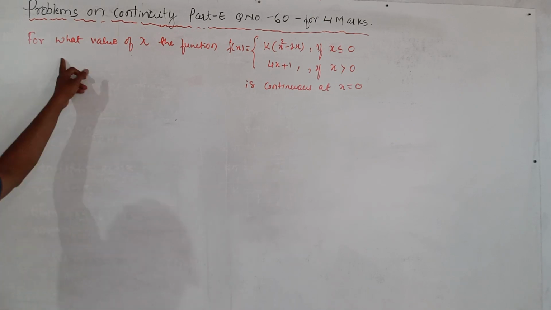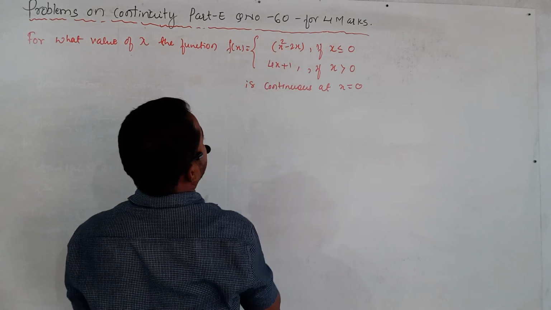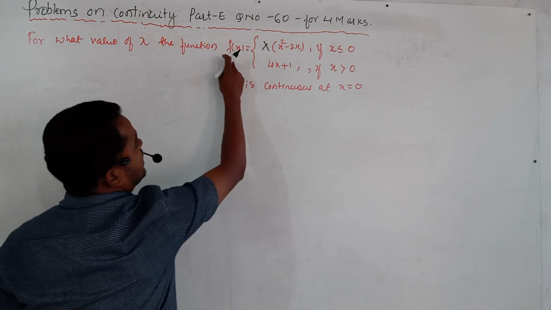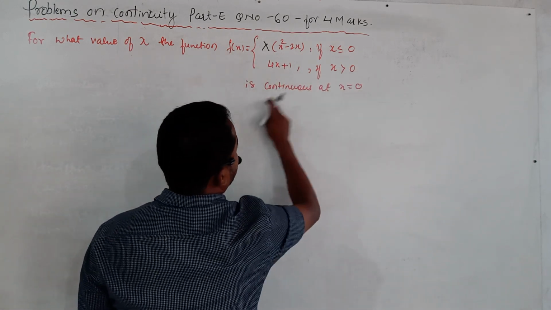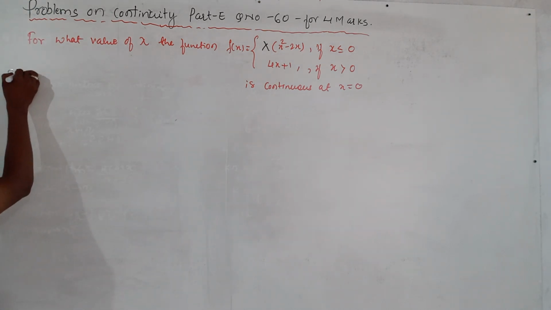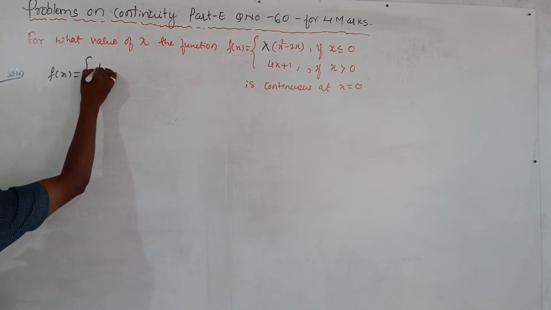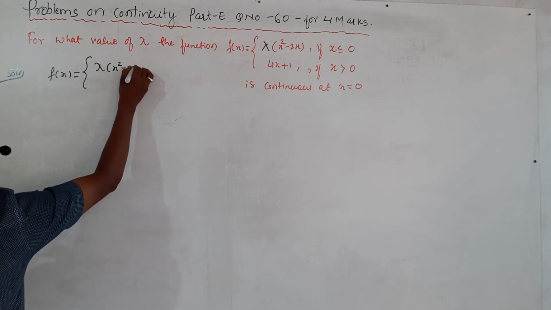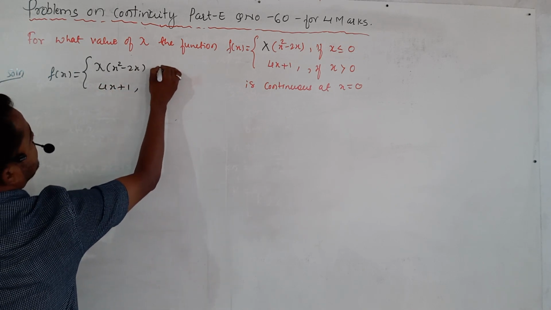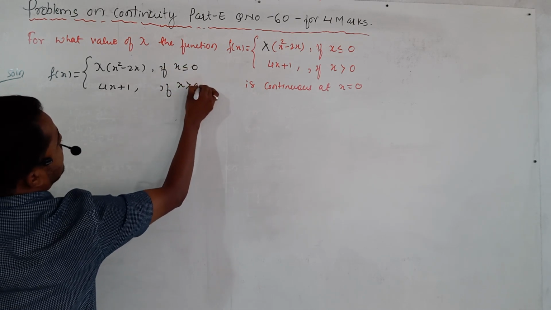Next problem. For what value of lambda is the function f of x equal to lambda into x square minus 2x if x is less than or equal to 0, and f of x equal to 4x plus 1 if x is greater than 0, continuous at x is equal to 0? Write the function as it is: f of x equals lambda into x square minus 2x if x is less than or equal to 0, and 4x plus 1 if x is greater than 0.